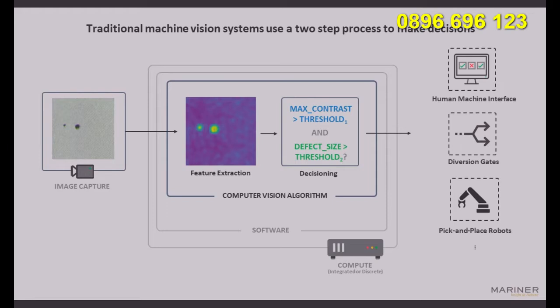And traditionally, these systems work using a two-step process. There's some kind of image capture component on the left, a camera, a line scanner, whatever. That's connected to some kind of compute component running some kind of software. And inside of that software is really the brains of the operation. That's the computer vision algorithm actually doing the processing. Traditionally, this algorithm has been broken into two sections. The first section is called feature extraction.